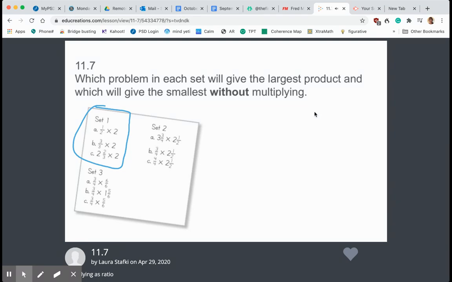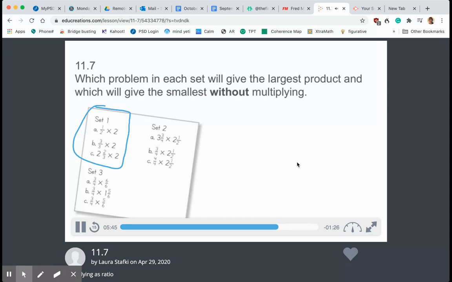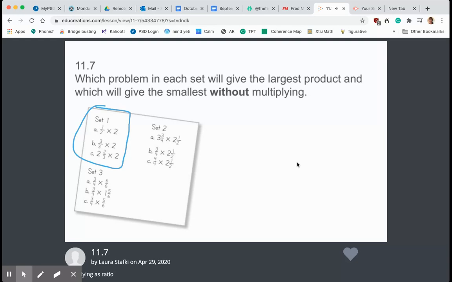Go ahead and look at set 2. Pause the video, figure out the largest and then the smallest, and then look at set 3 and do the same, largest and smallest. So for set 2, the largest is A. Sorry, my writing is a little wonky. And the smallest would be B. And set 3, the largest would be B, and the smallest would be C.